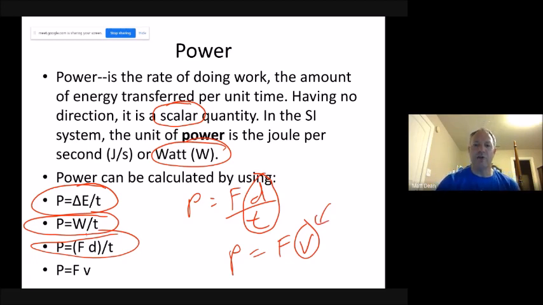And occasionally they might throw a problem at you where you have to derive that equation and know that power is force times speed. So just be aware that that could happen. In this year's situation, we don't really know what they might throw at you. But be able to derive all 4 versions of this power equation.